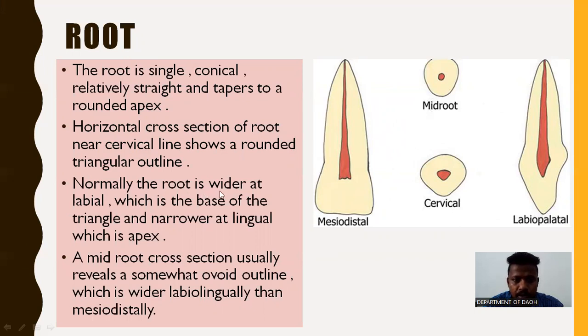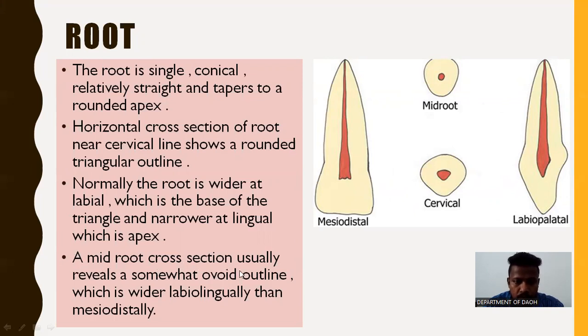Normally the root is wider at the labial. Here you can see the root is wider at the labial portion, which is the base of the triangle, and narrower at the lingual, which is the apex. When you consider this as a triangle, the labial surface will be wider, and this is the apex of the triangle, which is narrower.